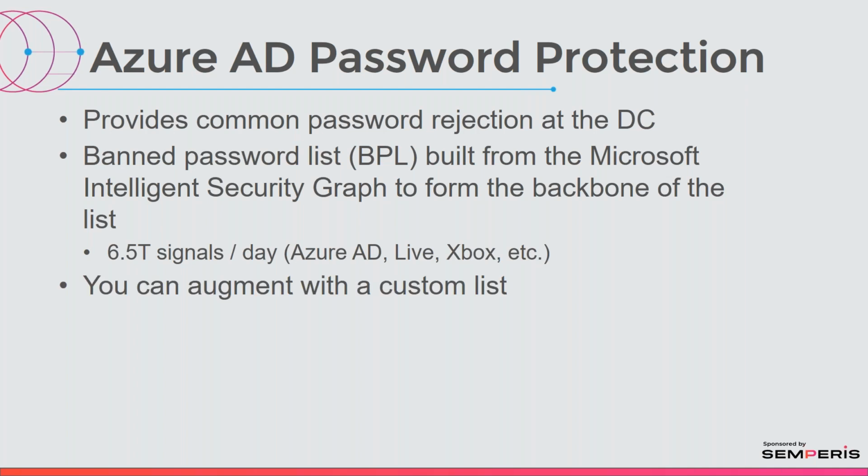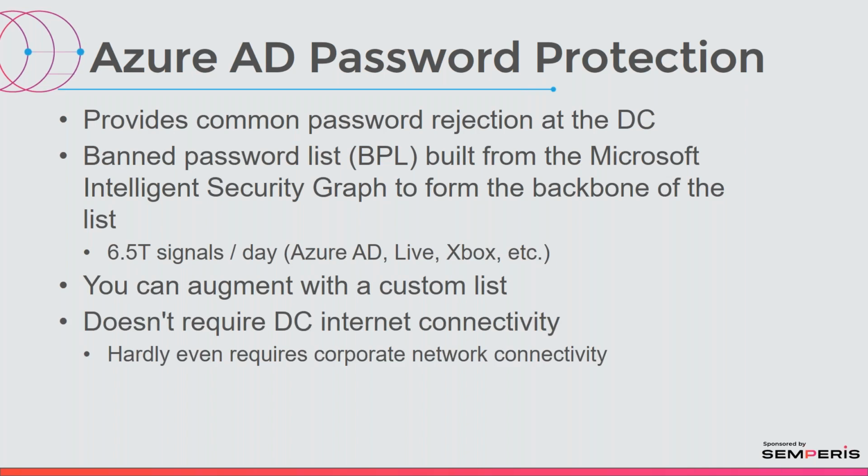Now you can take that list and you can augment it with a custom list as well. So if you're working, for example, in the auto industry, your corporation is an automaker or an auto supplier or something like that, and as a result, a common password potentially for your company are the names of an auto manufacturer, a make, or a model of a car. You can augment with a custom list that will allow you to ban those common passwords, the same thing that an attacker might guess.